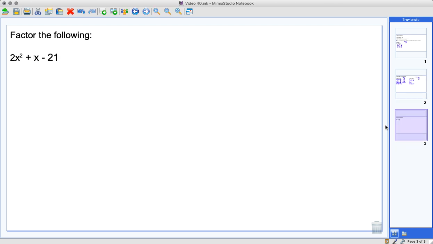Okay, so what I want you to do is I want you in your notes, we're going to take 2 times negative 21, you get negative 42. So I want you to find the factors of negative 42 that add up to positive 1, and then write your 2 binomials. I will check your notes tomorrow to make sure you did it.